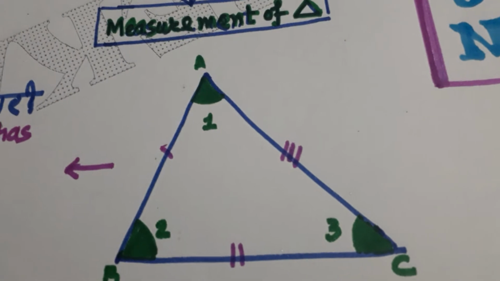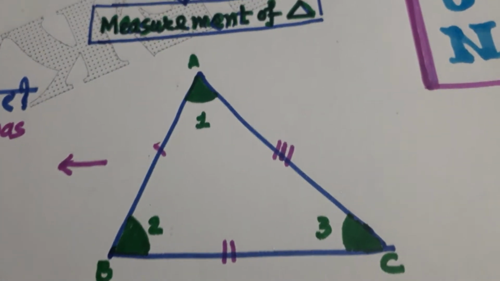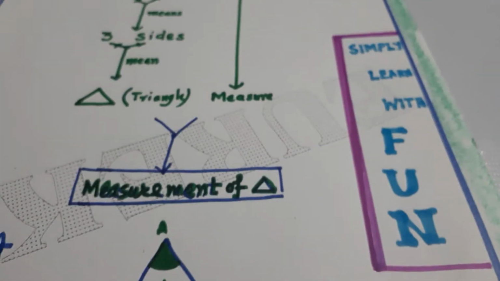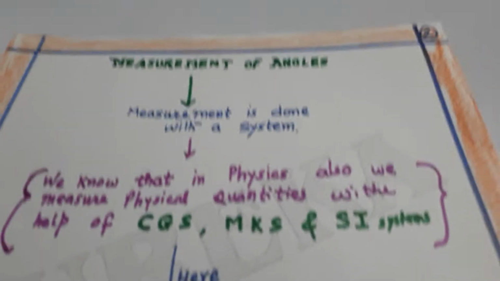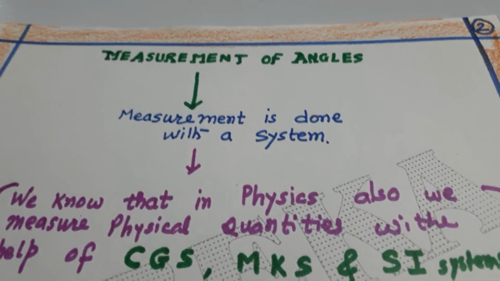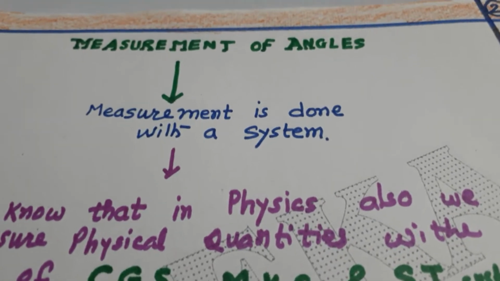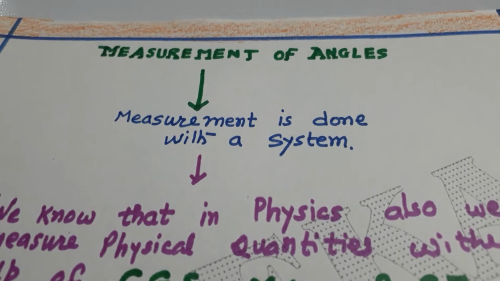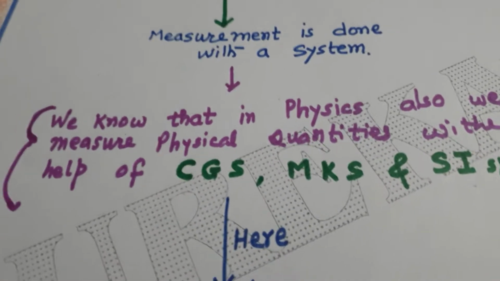It has only three sides and three angles. So let us start with fun. Now we will be first of all going with the measurement of angles. And you know, measurement is always done with a system. So here there are three systems.